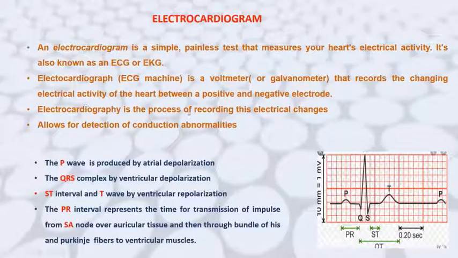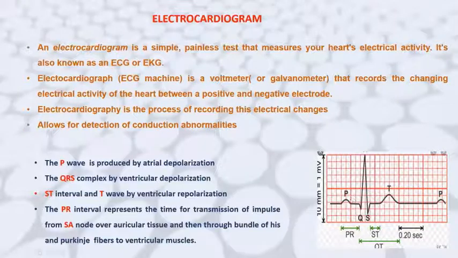So this process of recording these electrical changes, electrocardiography is the name of that process. This test allows us to detect conduction abnormality. If there are any abnormalities in the working of the heart, that can be understood by this test. So this is a sample mapping of ECG.